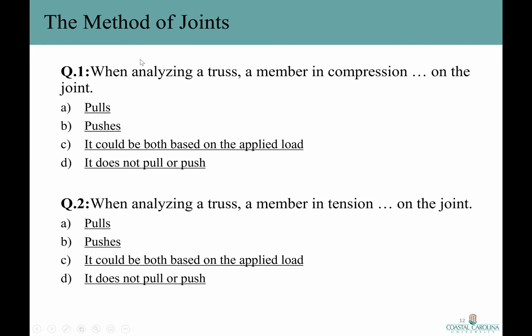So question number 1 says, when analyzing a truss, a member in compression, blank, on the joint. A, pulls, B, pushes, C, it could be both based on the applied load, D, it does not pull or push. And question number 2, when analyzing a truss, a member in tension, blank, on the joint. Again, pulls, pushes, it could be both, it does not pull or push. You have 30 seconds to work on this quiz.